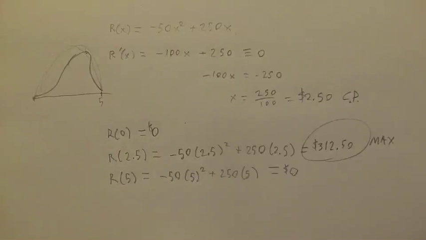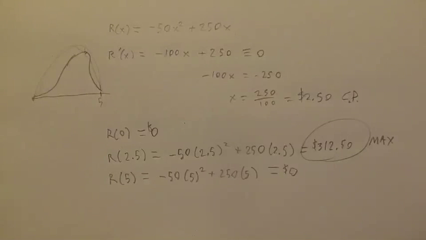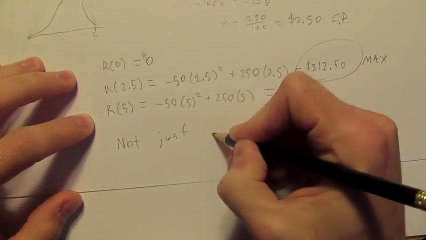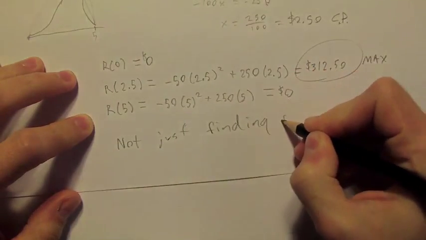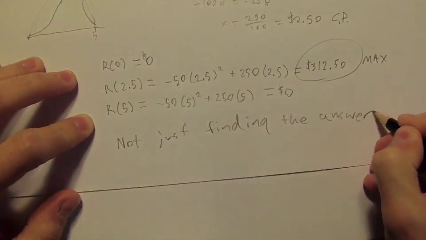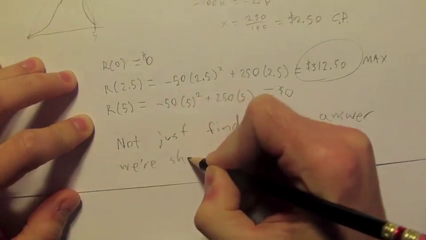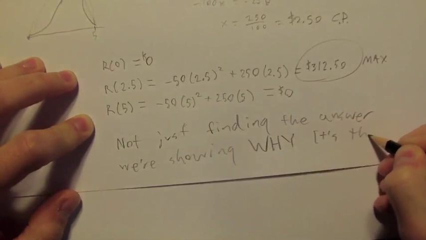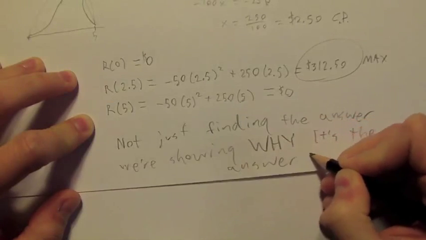Even if you speculate, even if you have a conjecture that the answer is probably going to be 2.5, you still have to show why. You aren't just finding the max and, great, you found it. You actually have to show why it's the maximum. So we're not just finding the answer, we're showing why it's the answer. That is a big deal.